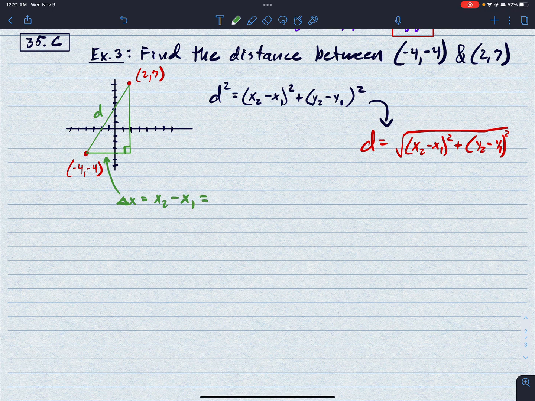If we subtract those 2 x-coordinates, it's 2, because that's our second x-coordinate, minus -4. So 2 minus -4 gives us 2 plus 4, or 6. So the difference in the 2 x-coordinates is 6. And then the difference in the 2 y-coordinates, this distance, is the change in y, which is y2 minus y1, where y2 is 7 and y1 is -4. So 7 minus -4 gives us 7 plus 4, or 11.